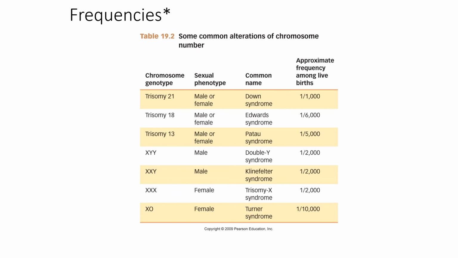This chart here shows some of the common changes in chromosome number and how often they actually occur. You can see that trisomy 21, which remember is Down syndrome, occurs in 1 in 1,000 live births. That's the most common of them all. Then you can see that XYY, XXY, and XXX are all 1 out of every 2,000 births. And the least common one is Turner syndrome, where they only have the one X chromosome. That occurs in 1 in 10,000 live births.